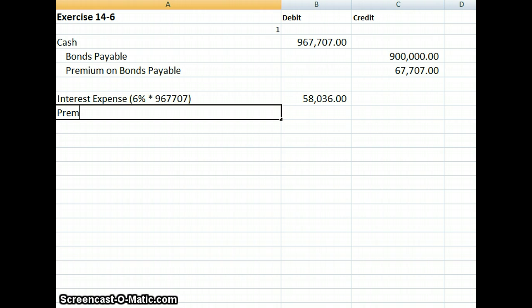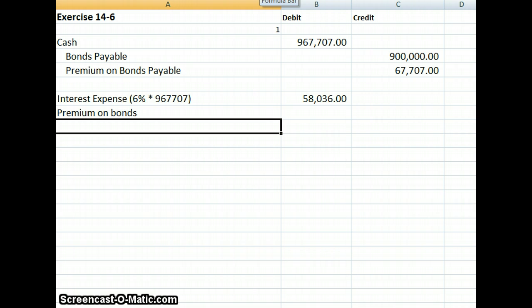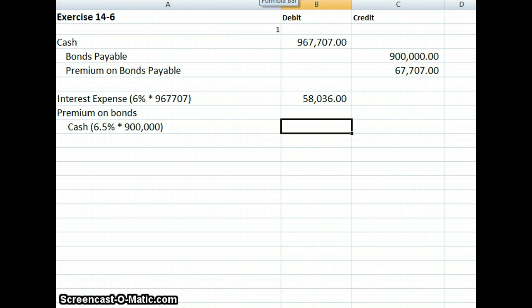Our premium on our bonds, we're going to need to discount or amortize. And then finally, our cash is still going to be our face amount of 6.5% times our bond face amount of $900,000. So the amount of cash we're paying is $58,500. The difference of $438 is for the premium of the bond discount.